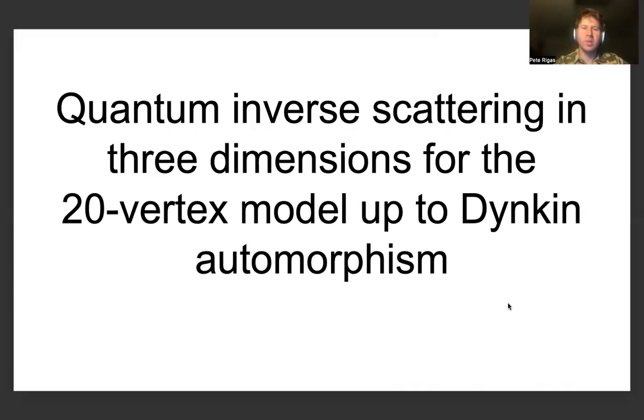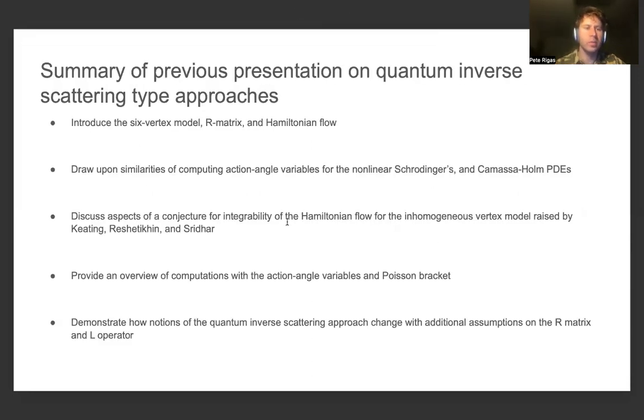The title of this presentation is Quantum Inverse Scattering in Three Dimensions for the 20-vertex model up to Dynkin automorphism. So we'll begin with a summary of previous presentations on the quantum inverse scattering type approaches, and we'll be exhibiting how these types of approaches can be of interest in further detail, how they can be described in three dimensions, and how this relates to certain algebraic structures and properties.